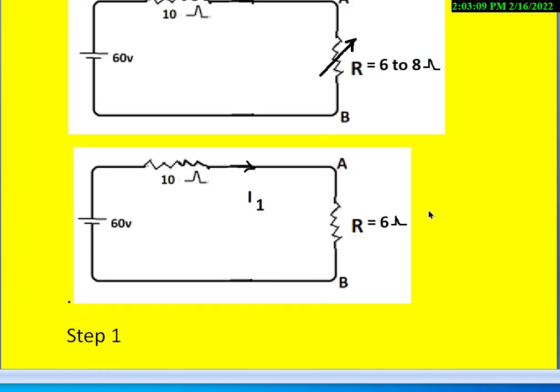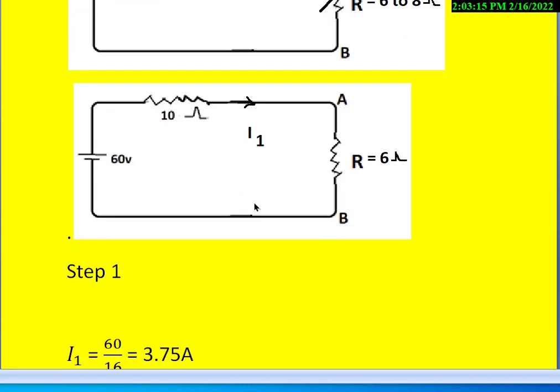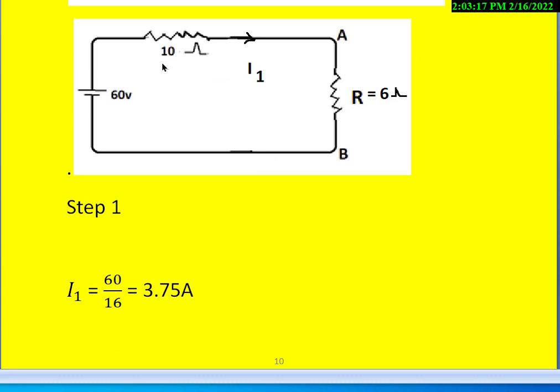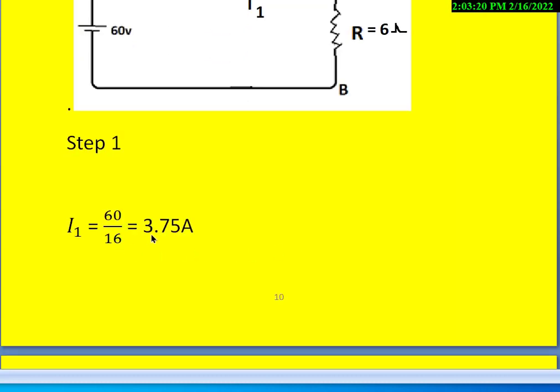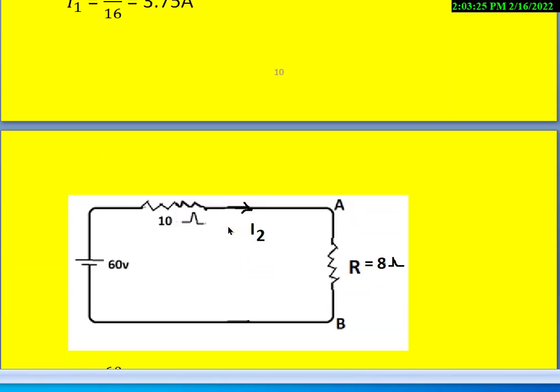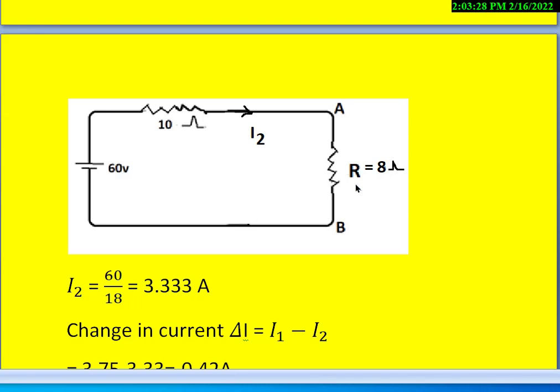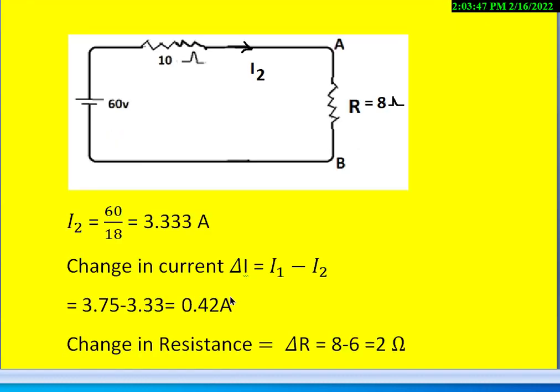The first step is take the 6 ohm resistor like this, then find out what is the current, that we call as I1. I1 is nothing but 60 divided by 10 plus 6, that is 16. So we get the current as 3.75 amperes. The step 2 is use the final resistance value, that is 8 ohms between the terminals A and B. Now find out what is the current flowing, that is I2. That is nothing but 60 divided by 10 plus 8. So then we get 3.333 amperes.